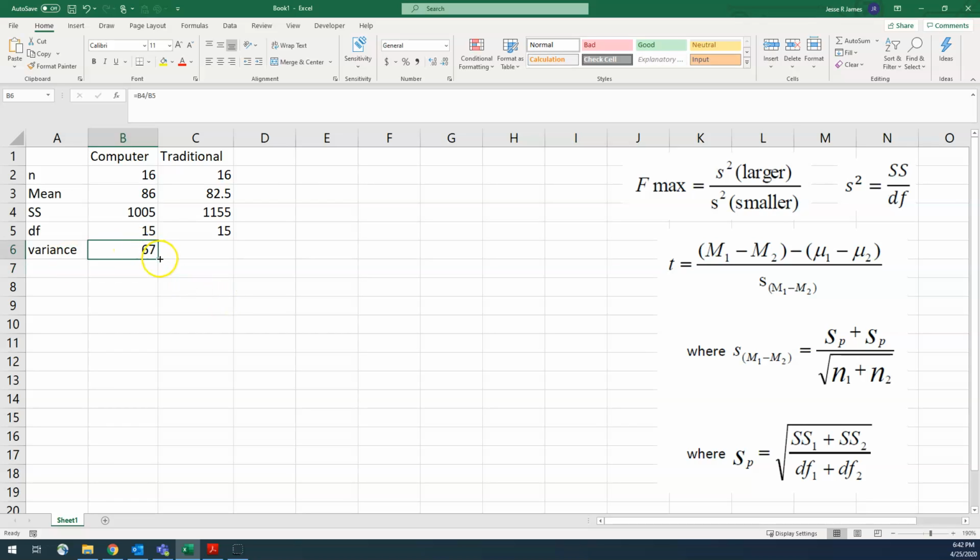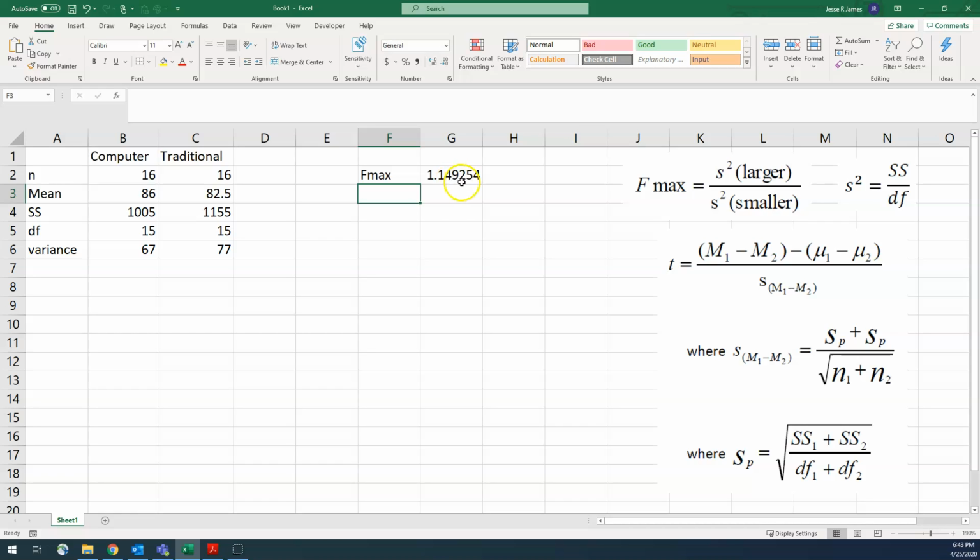And if I just click the corner here and drag it over, I do the same thing for the second column, then I've got a variance of 67 and a variance of 77. Now I just take whichever one's larger, that's 77, and put it over whichever one's smaller, that's 67. And so here I'll come over to the side and say my F max is equal to 77 divided by 67. And then you've got an F max of 1.15, just like I showed you in the answers to your module before.